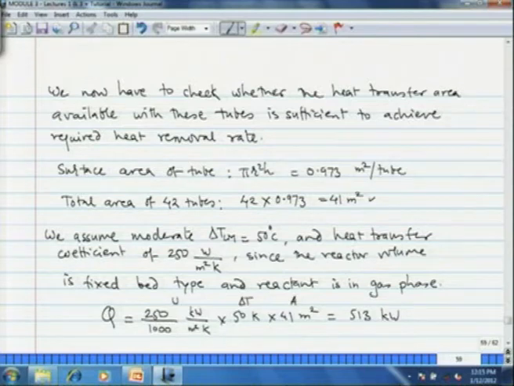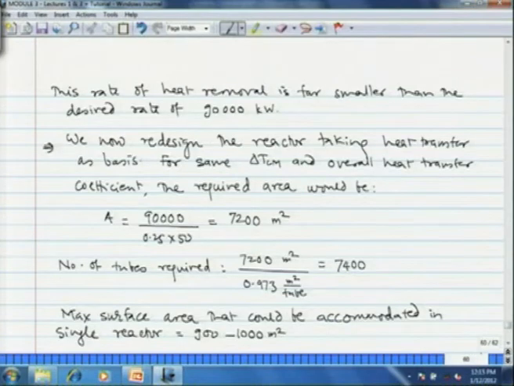Q is equal to UA delta T, and the maximum heat removal rate that could be achieved is 513 kilowatt. Now, this is far smaller than the 90,000 kilowatt that we want. Okay. Therefore, this design is not feasible. Now, what we do is take heat transfer as the basis and redesign the reactor with the same log mean delta T and overall heat transfer coefficient.